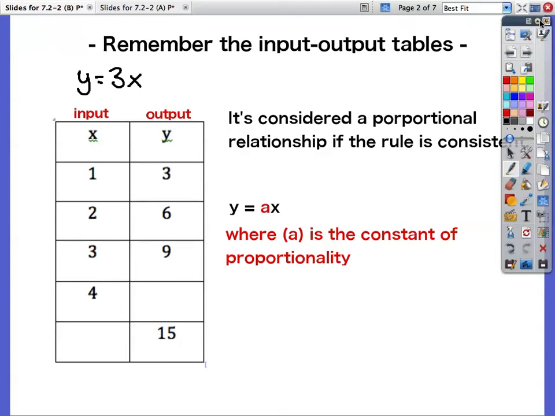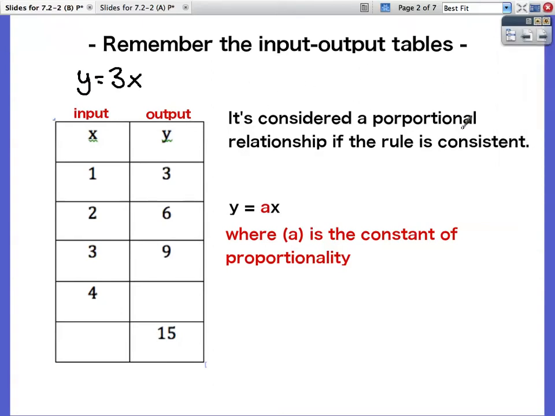So this relationship is considered a proportional relationship if the rule is consistent. So if every input is multiplied by 3 to get your output, it's consistent. And if we were to fill in this table, we would see that it would continue to be consistent. 1 times 3 is 3, 2 times 3 is 6, 3 times 3 is 9, and so on and so forth.